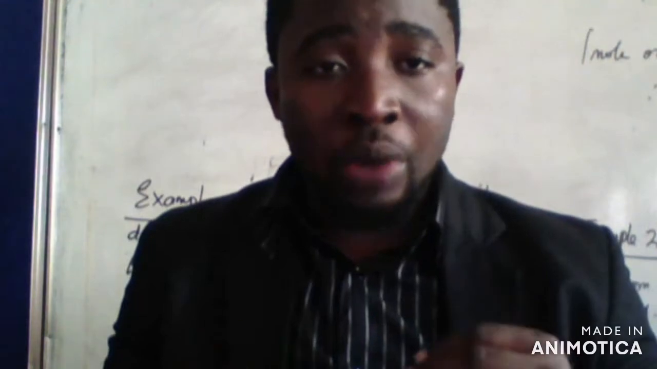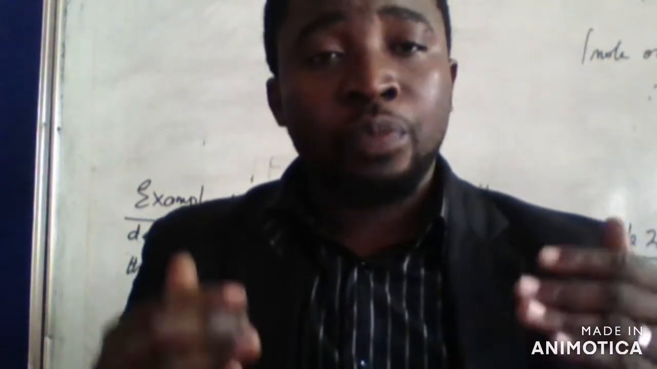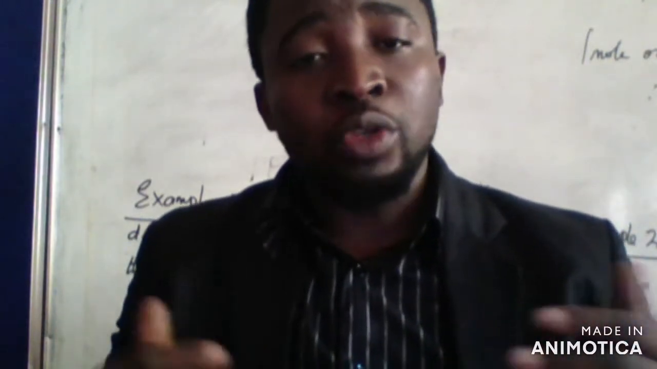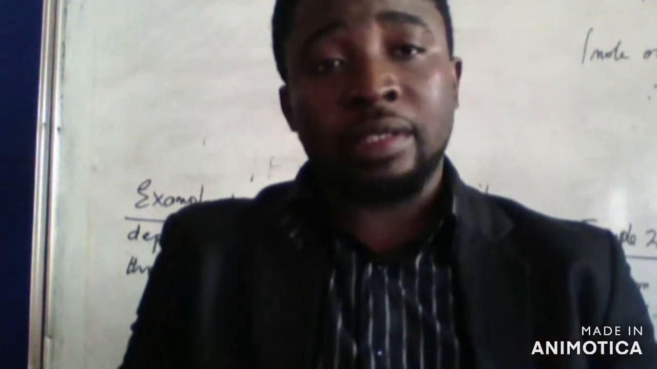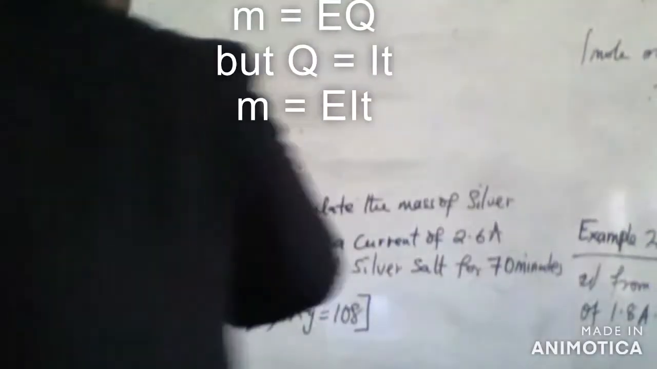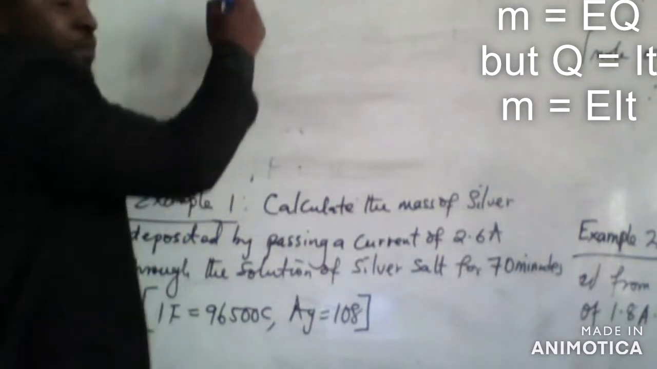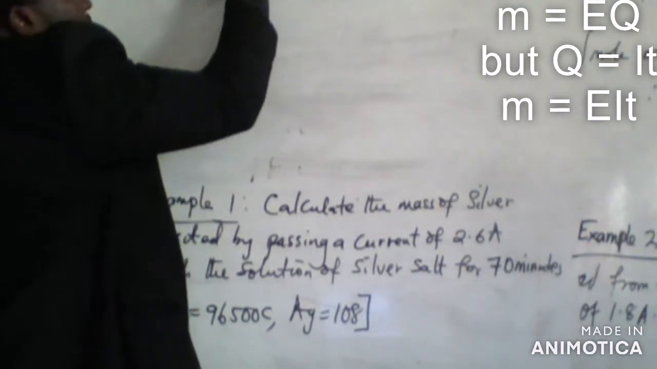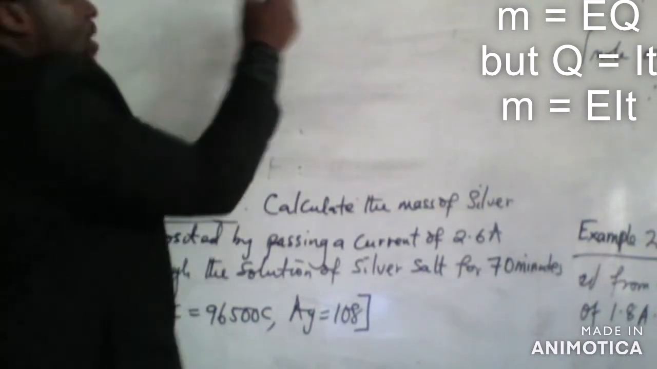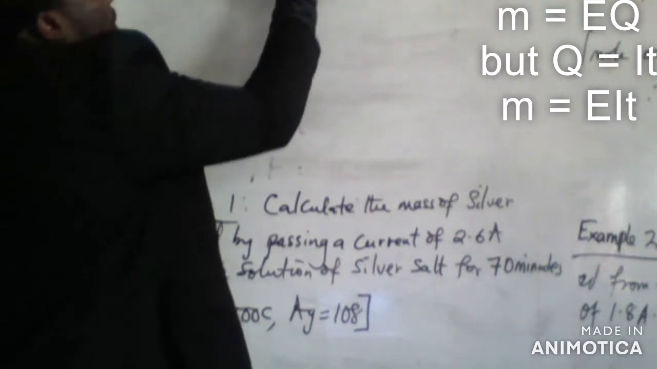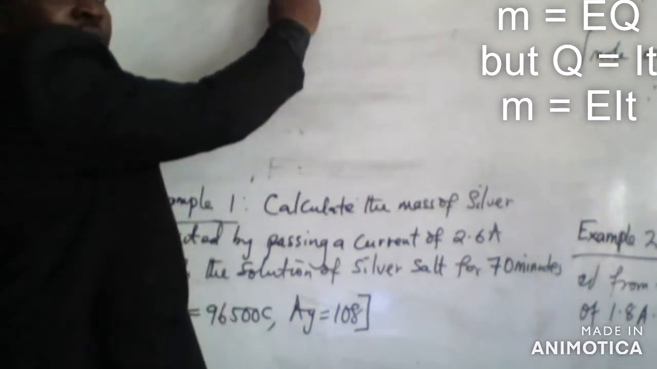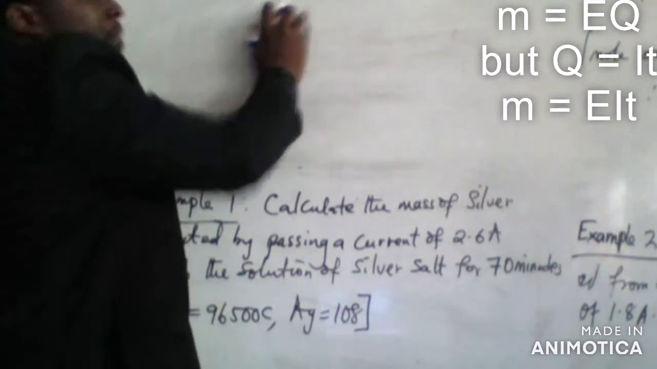All right, so without wasting much of our time, I would like us to see the mathematical expression of Faraday's first law of electrolysis. From there, we solve one or two calculations to buttress our point. All right, so let's see. Faraday's first law states that the mass of element discharged, which is M, is directly proportional to the quantity of electricity that passed through the electrolyte.